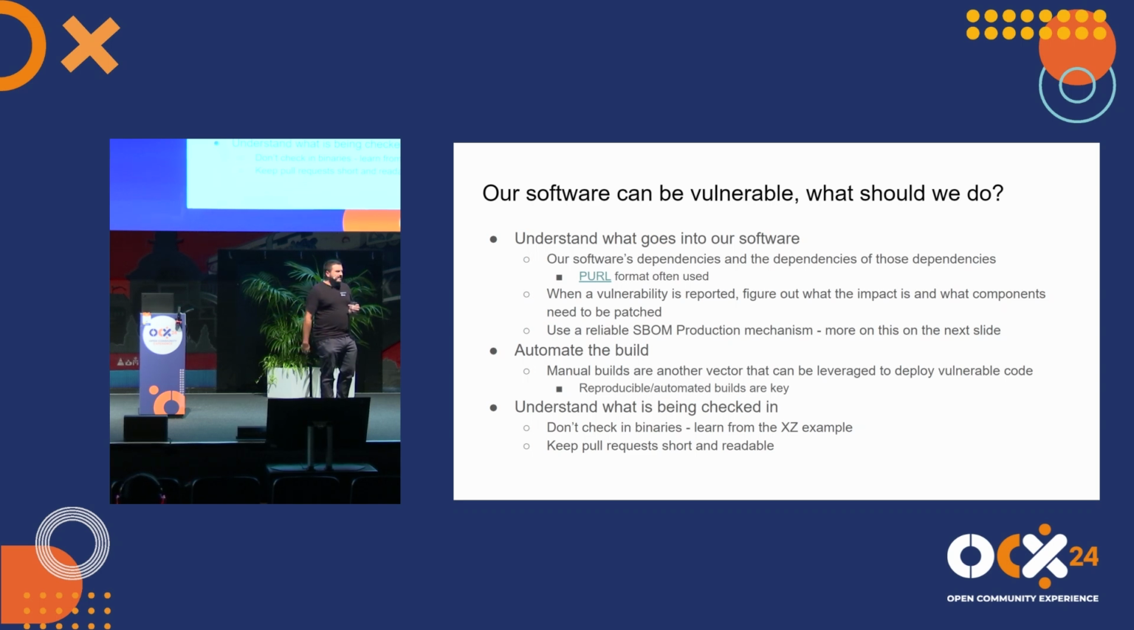And finally, from the human perspective, you want to understand what's being checked in. Don't check in binaries, right? That's a bad idea. The XZ example is a great example of why. It's very hard for a human to code review a binary. At least you'd have to be a lot smarter than I am to code review a binary. So don't do that. And keep pull requests short and readable. It's a lot easier to sneak stuff in if you've got thousands and thousands of lines of code in a pull request, because it's very hard for a human to go through and understand all of that in a timely manner.